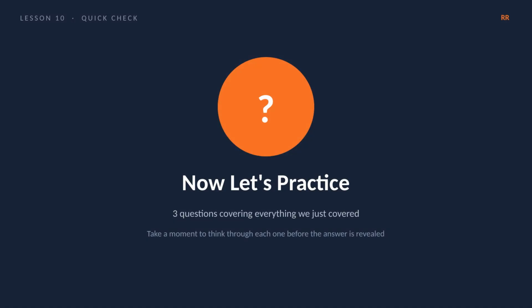3 pediatric radiation protection questions. These are clinical scenarios, think them through before the answer appears.